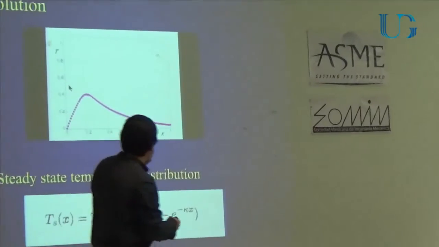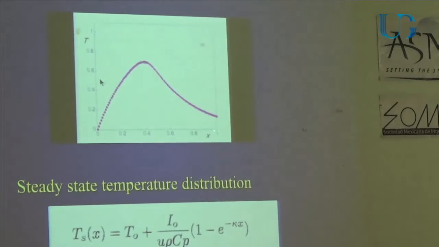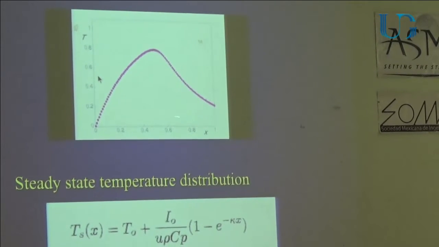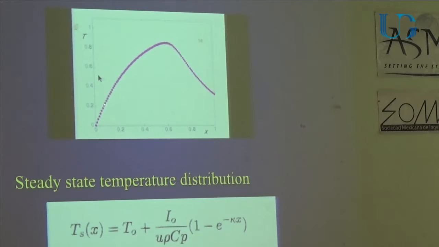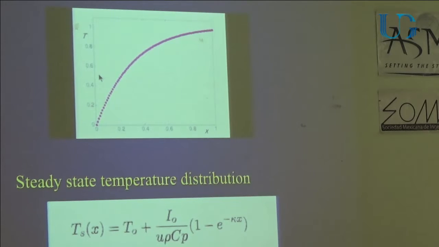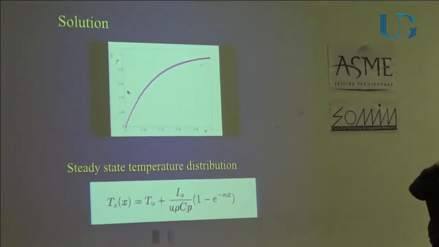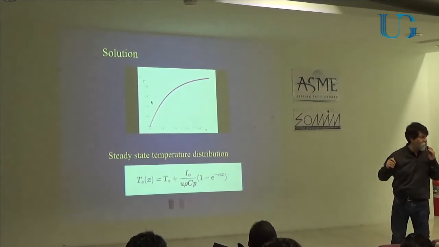This is what happens. This is temperature, okay? And this is the position inside the heat exchanger. So it starts growing because of the incidence of the light beam, and then it reaches a steady state. Okay? So even though the system keeps being heated up by the internal source, the temperature distribution is not changing anymore. Okay?